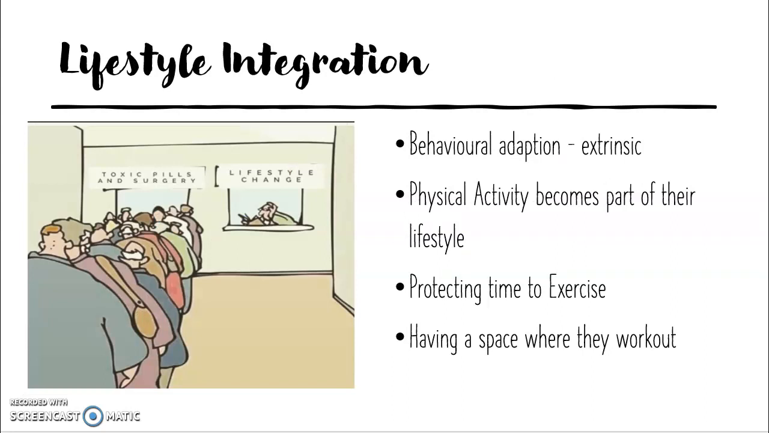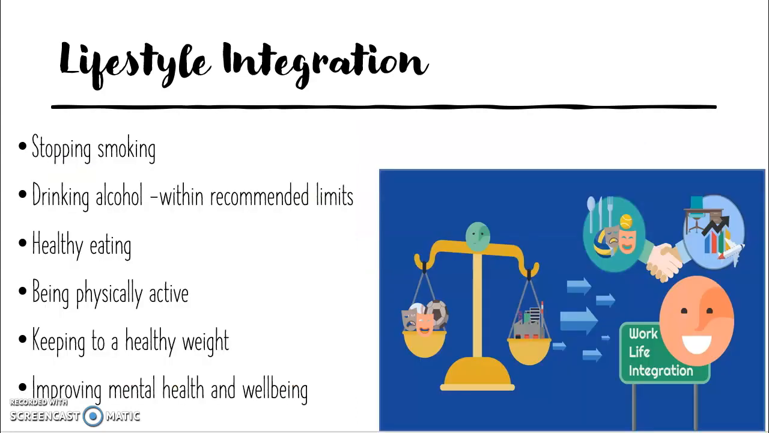Lifestyle integration, behavioural adaptation. This is extrinsic, physical activity becoming part of your life, joining a club, joining some sort of environment that makes you accountable, protecting time to do exercise and have physical activity, maybe having a space to work out, a gym or a yoga mat or whatever it is. We've integrated that into our lifestyle. As you can see, many people are happy to take toxic pills and have surgery. Very few people wanting to change their lifestyle.